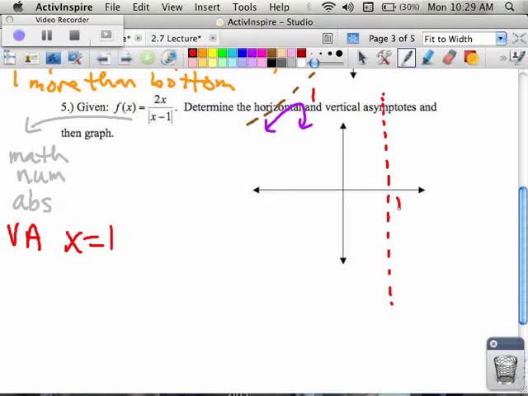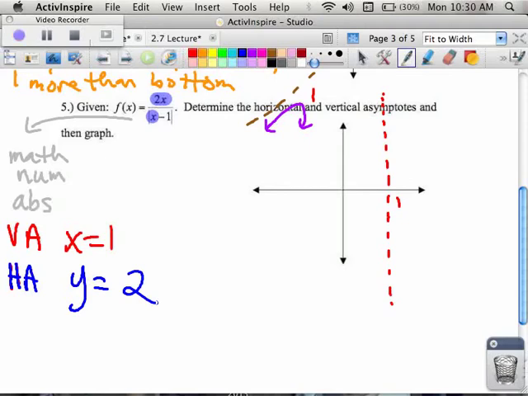Now the crazy thing is, because we have an absolute value on the bottom, and you look at the horizontal asymptote, what I'm looking at is this 2x here and the x here. And 2x divided by x is 2. So my horizontal asymptote, you would think, is y equals 2.